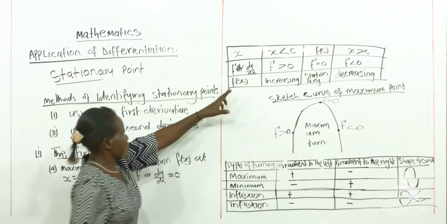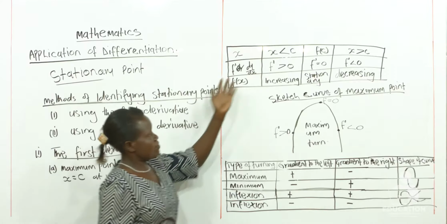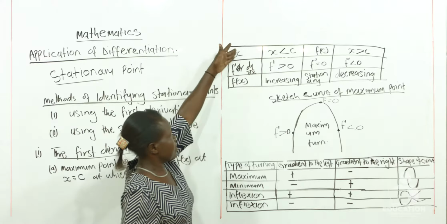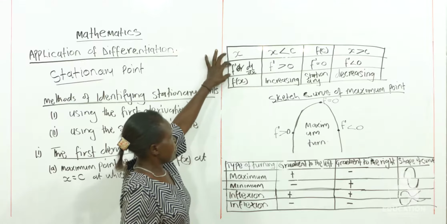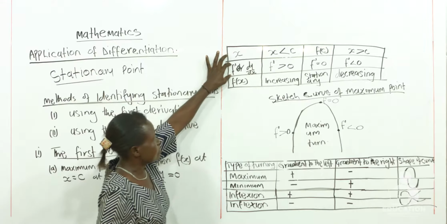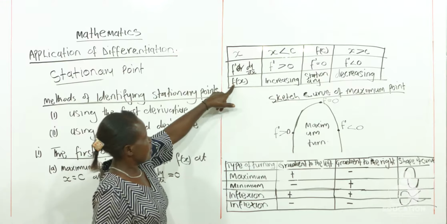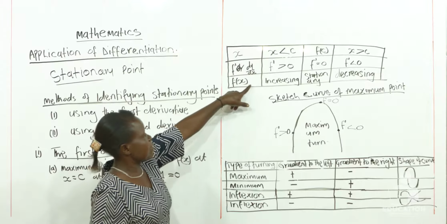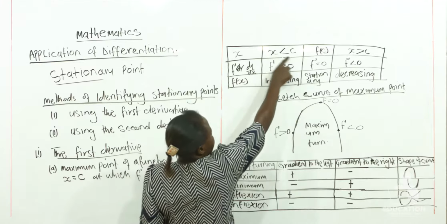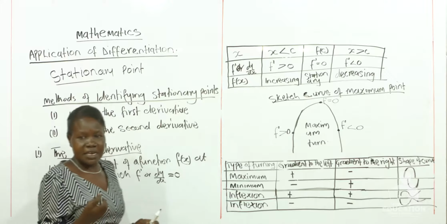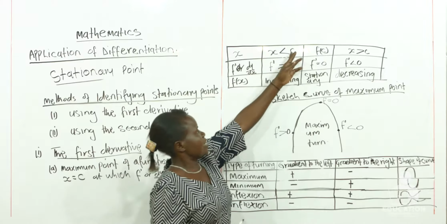Learners, if we are asked to identify a maximum using the first derivative, we shall have this kind of table. This part represents the value of x, the second row represents the derivative or the gradient, and the third one represents the function of x. Here c simply stands as the value given to you.